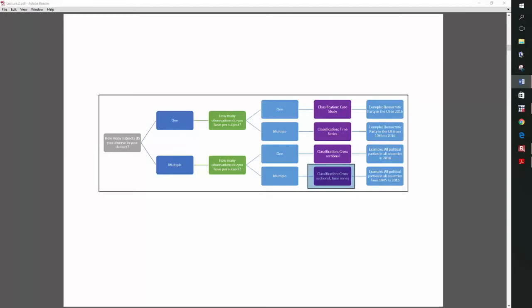So, if we only want to examine the Democratic Party's candidate selection procedures in 2016, we would have a case study because we would only have one subject, the Democratic Party, with one observation in 2016. If we examine the Democratic Party's candidate selection procedures from 1945 to 2016, we would have a time series variable because we would only have one subject, the Democratic Party, in multiple time periods, 1945 to 2016.